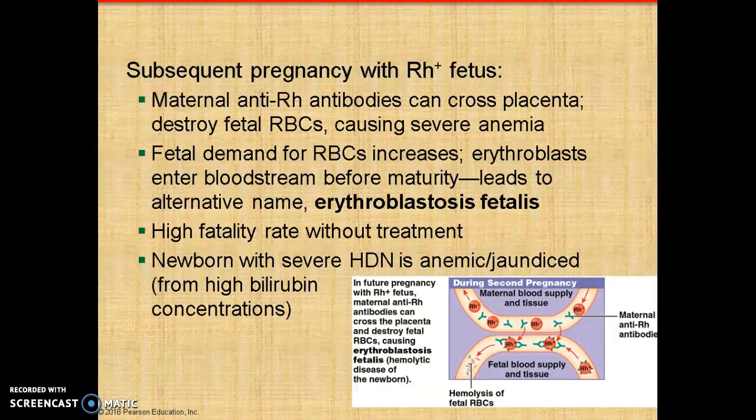As the fetus grows, there's more and more need for red blood cells. And so erythroblasts, which are precursors to the red blood cell, enter the bloodstream before they're mature, and this leads to erythroblastosis fetalis. And there is a high fatality rate with this.